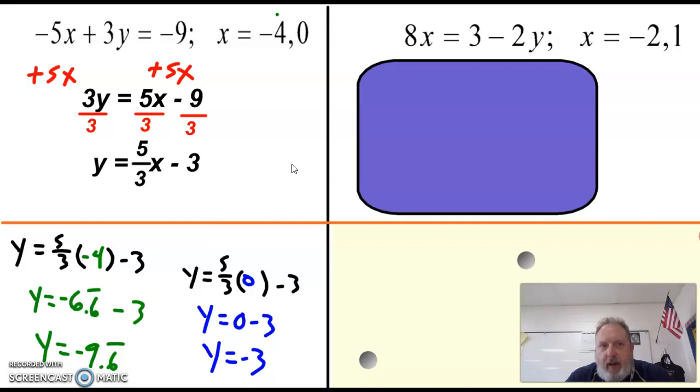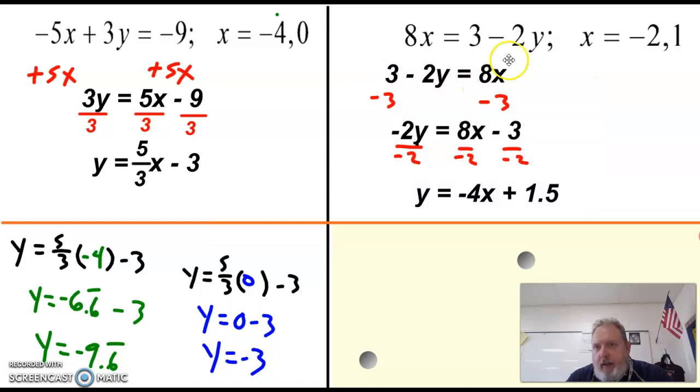All right, second example, very similar to what we did over here. We're going to solve for y again. So I am going to move the 3 over. Let me get this box out of the way. Basically what I did, I just put this side, 3 minus 2y, over here on the left and the 8x over here. That's fine. So I just flip-flopped them.